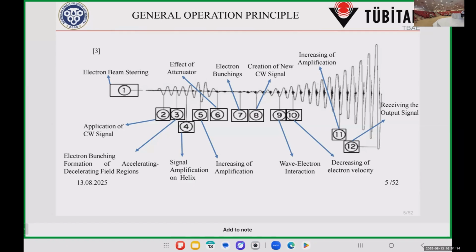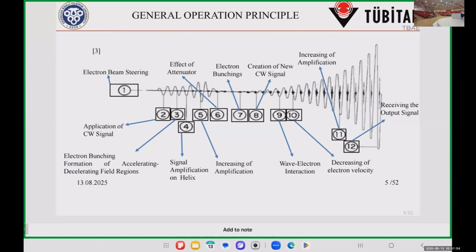And then number 8, we can see here the creation of a new continuous wave signal. So it can start here, and the amplification starts here again. We can see here, after number 7, number 8, the amplification process starts due to beam wave interaction, we can say.